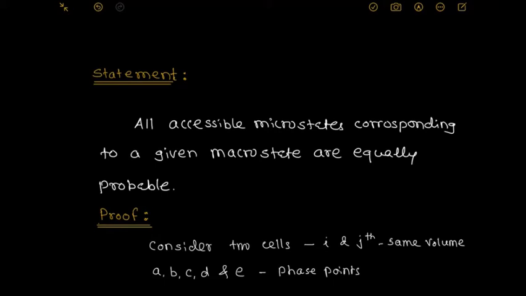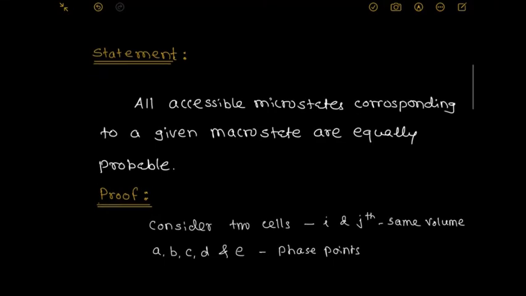And that statement we prove here. For that, we consider a phase space. In that phase space, we choose two cells, which we call I and J, both having the same volume. And we choose 5 phase points, distributed in these two cells. They are A, B, C, D and E.